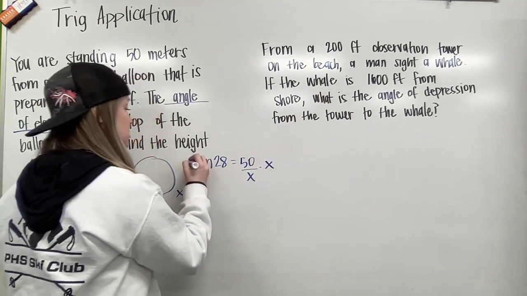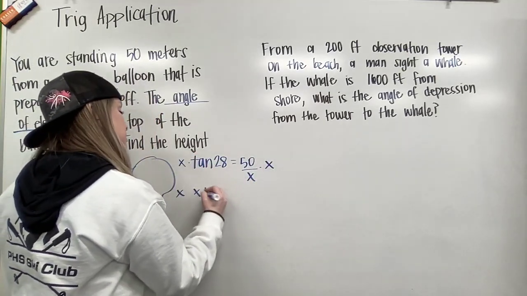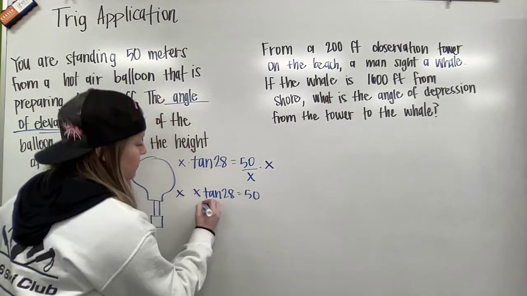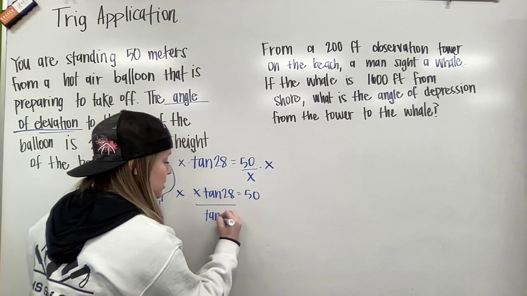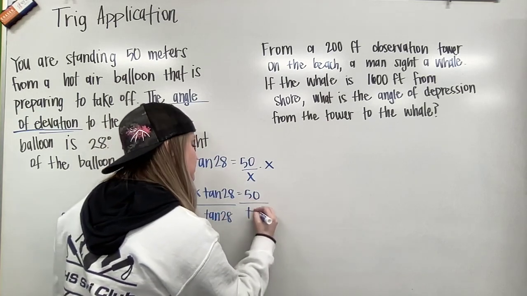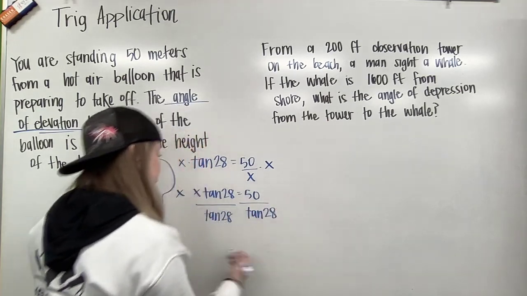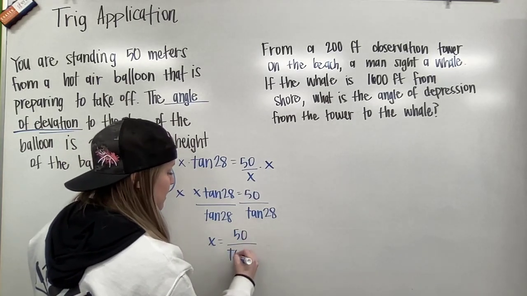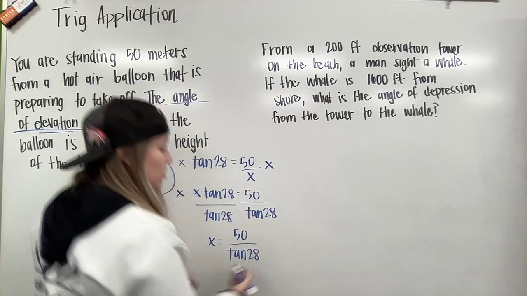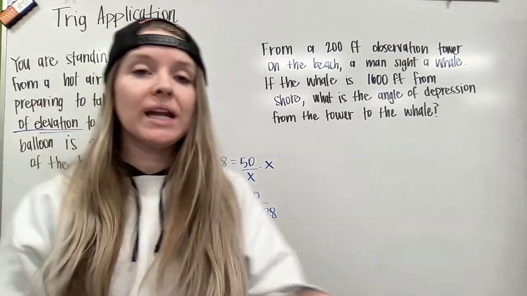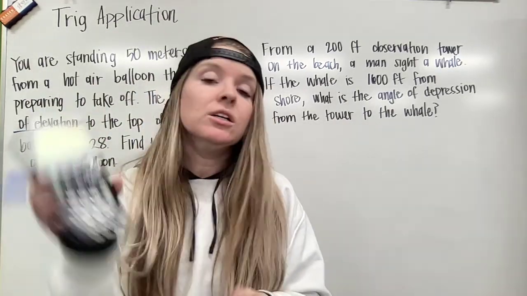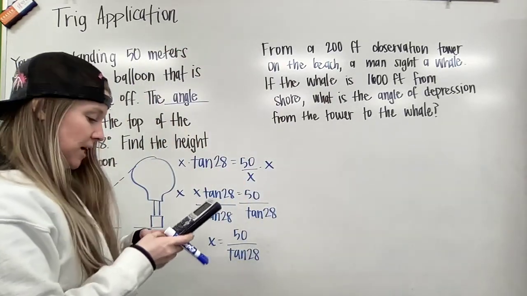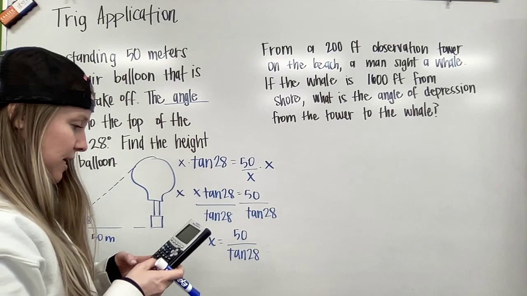So I'm going to multiply both sides by x. So x times the tangent of 28 equals 50. And now I'm going to divide by the tangent of 28. So x is equal to 50 divided by the tangent of 28. But we're not going to leave it there. We're going to use a calculator. Making sure we're in degrees, I'm going to type in 50 divided by the tangent of 28.